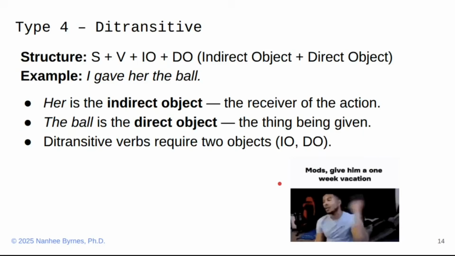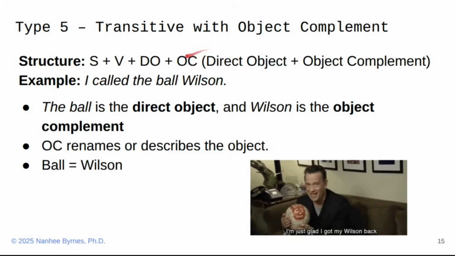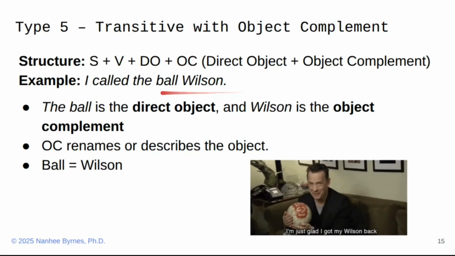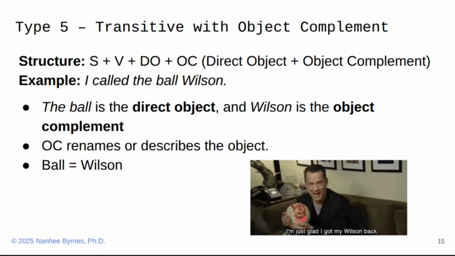Type 4, ditransitive. Structure S plus V plus DO plus ID, indirect object, direct object. Example, I gave her the ball. Here, her is the indirect object, the receiver, and the ball is the thing being given. 2 objects, 1 action. Type 5, transitive with object complement. Structure S plus V plus DO plus OC, direct object, object complement. Example, I called the ball Wilson. Here, the ball is the object, and Wilson renames or describes it, the complement that tells us what the ball was called.